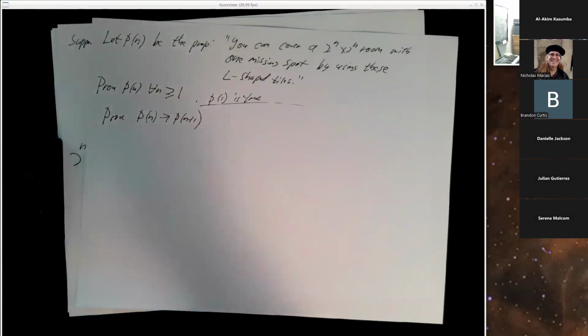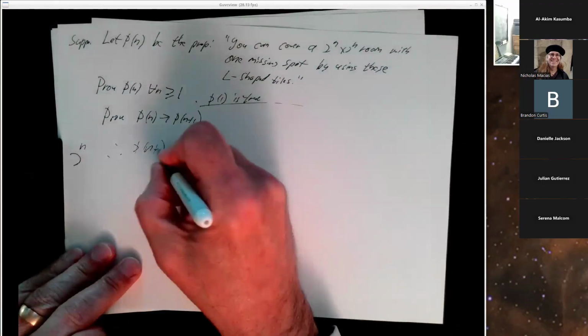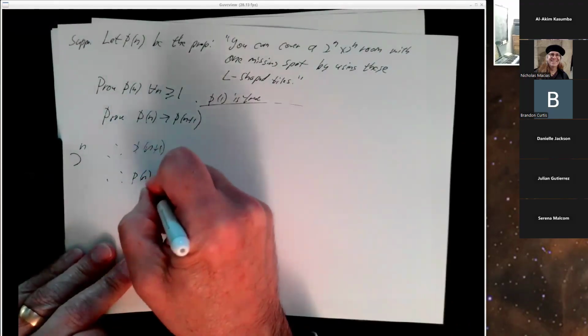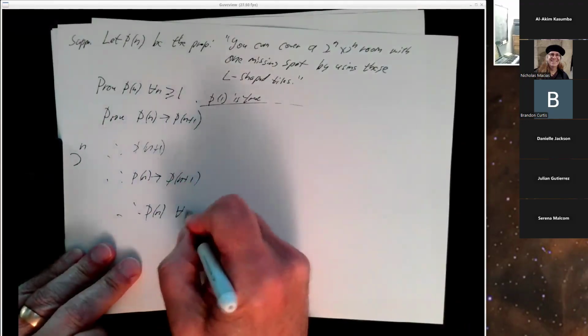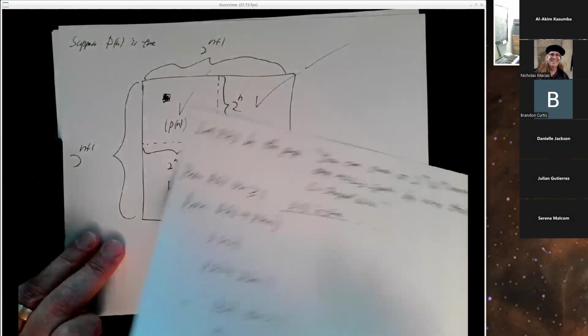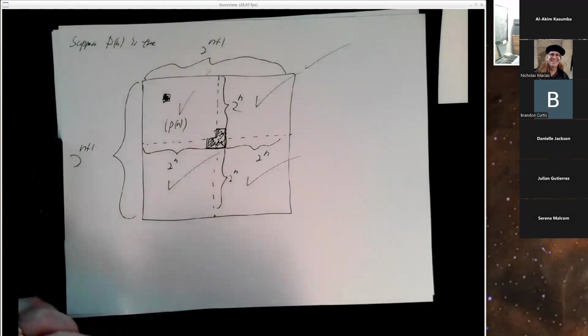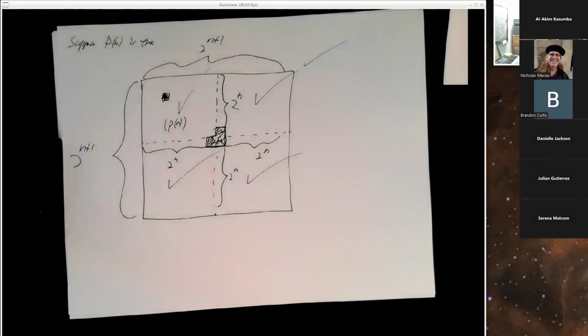Right? Therefore, P of n plus 1. Therefore, P of n implies P of n plus 1. Therefore, P of n for all n bigger than or equal to 1. And we're done. So that's a different sort of proof, right? But it's a totally valid proof.